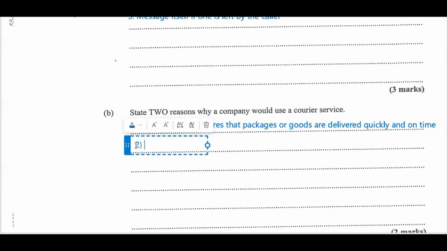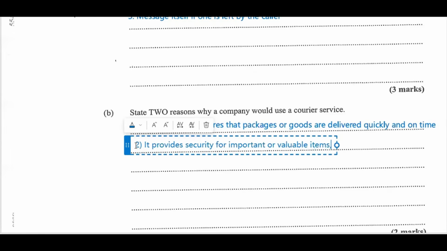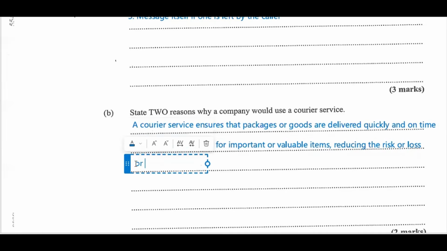Secondly, it provides security for important or valuable items, reducing the risk of loss or damage. Beautiful.